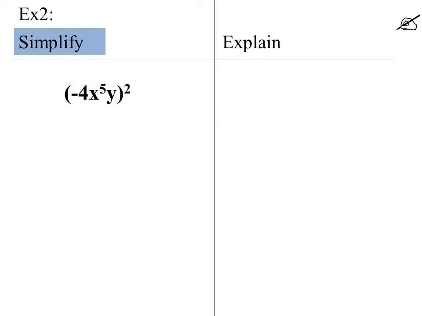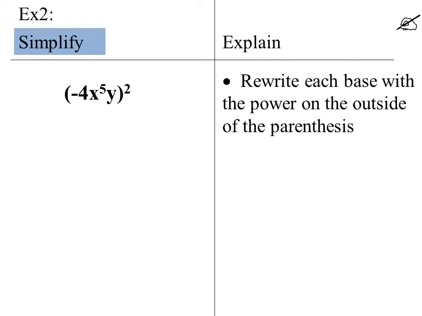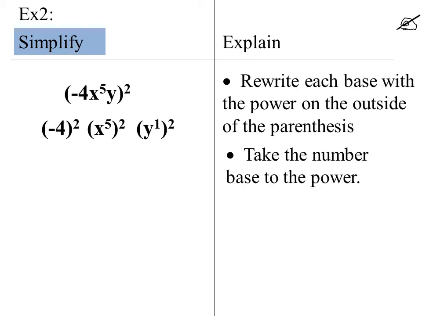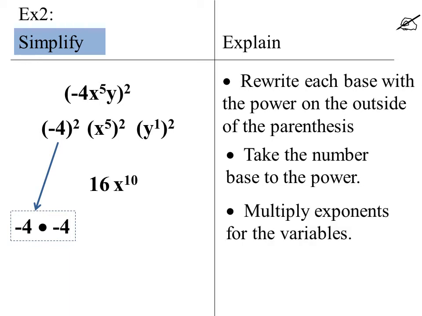Try this one. Rewrite each base with the power outside of the parentheses. So I'm going to take -4 and raise it to the second power. I'm going to take x to the fifth and raise it to the second power. I'm going to take y to the second and raise it to the second power. Take the number of the base to the power, and then I'm just going to multiply them. So I have -4 times -4, which would give me +16. Then remember, I'm just going to multiply the exponents. So I should have x to the 10th and y to the fourth. Simple, I know.